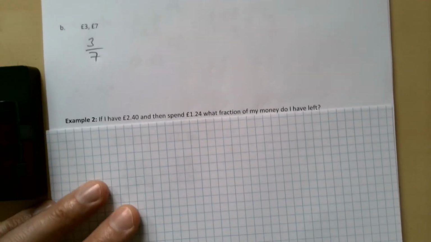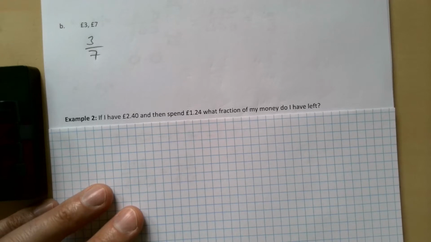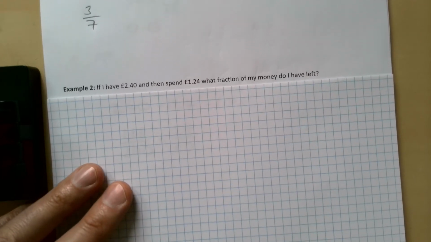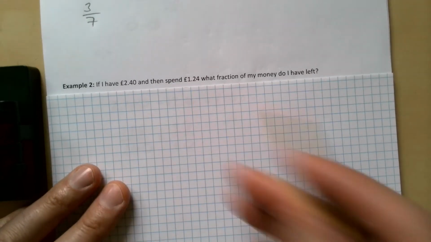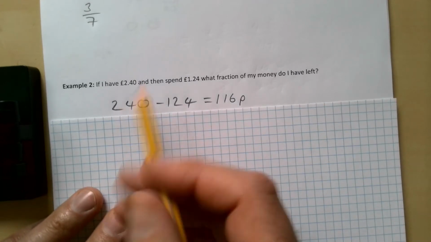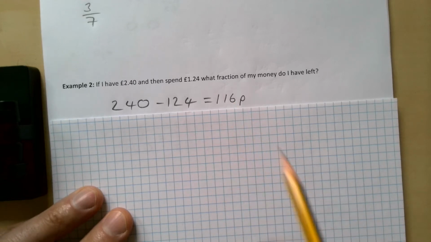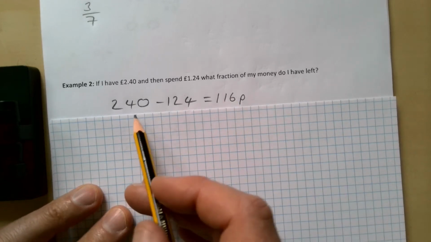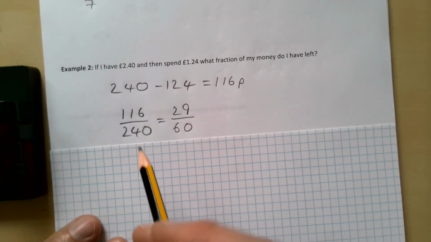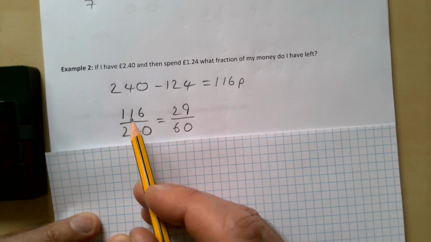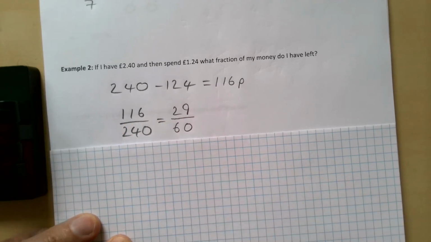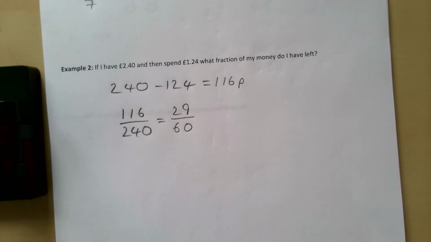If I have £2.40 and I spend £1.24, what fraction of my money do I have left? So I first of all did £2.40 take away 124, so I changed into pence. 240 take away 124 gives me 116, and then you do 116 over 240. Both of those cancel by 4, so if I cancel down I get 29 over 60.